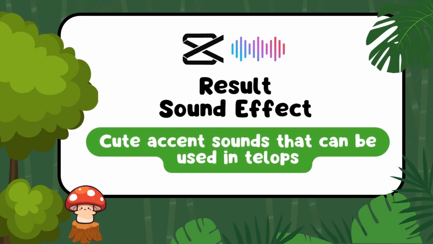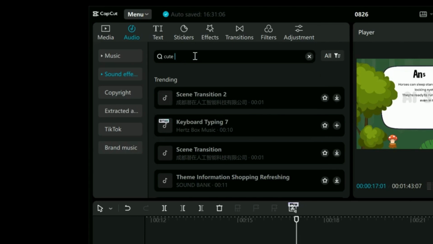Step 5. The result screen appear sound effect. When the result pops up, we can use this sound, Cute Accent Sounds that can be used in teleops.